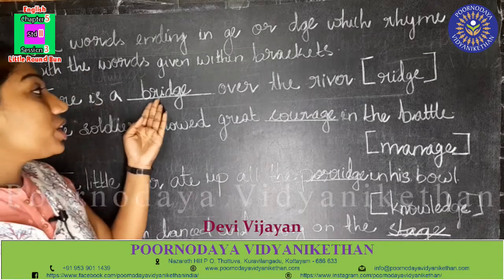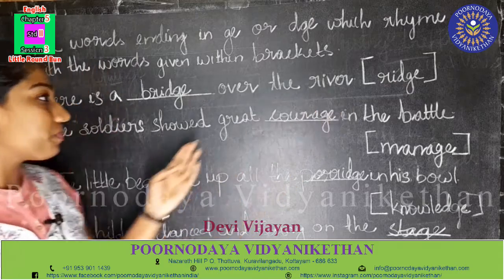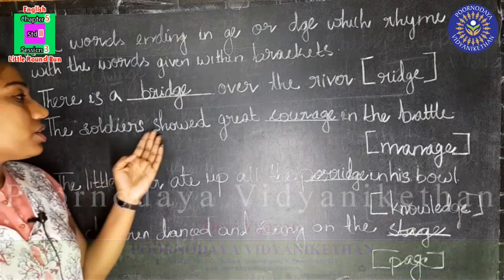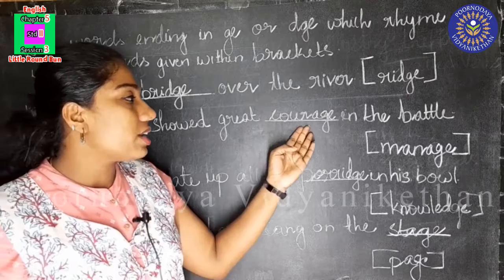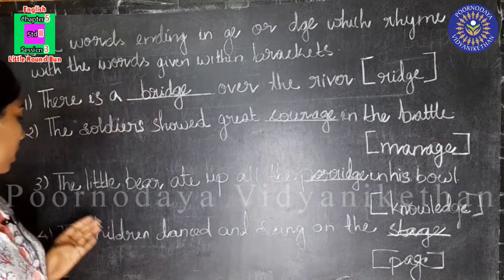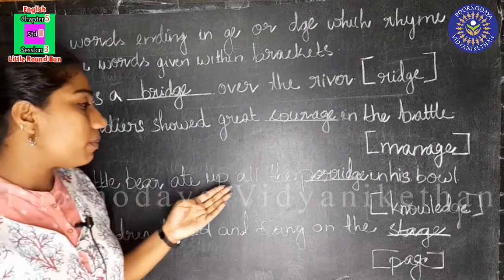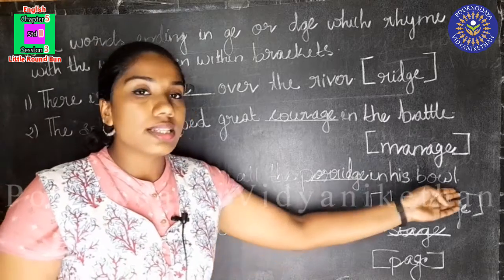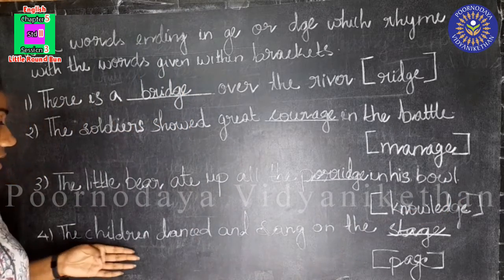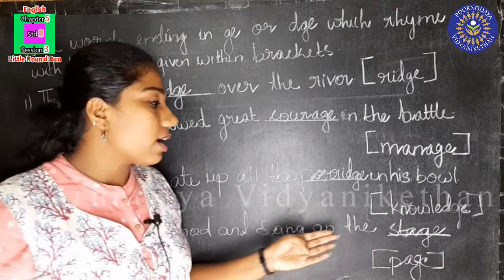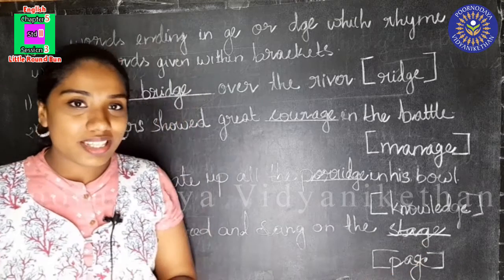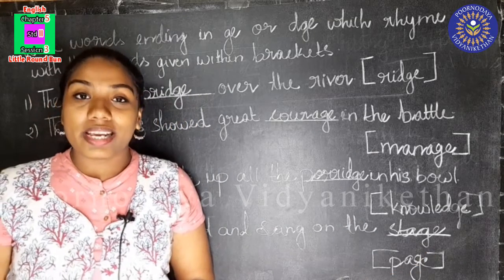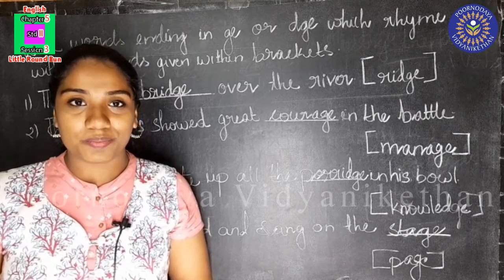So we'll read all these sentences once again. There is a bridge over the river. The soldiers showed great courage in the battle. The little bear ate up all the porridge in his bowl. The children danced and sang on the stage. Did you understand, children?